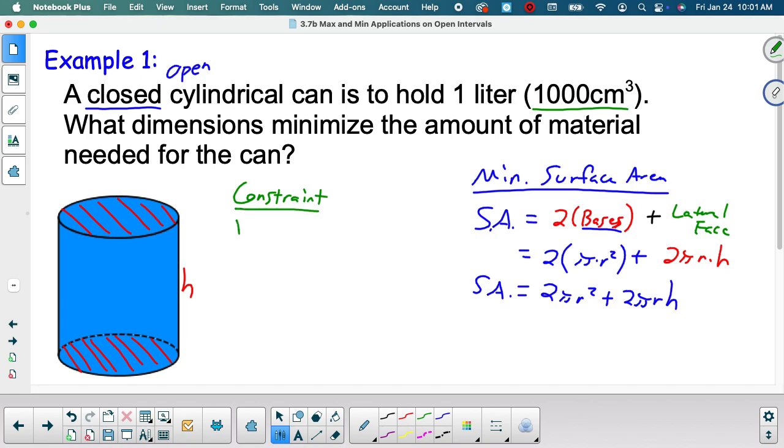They want me to make this so it has a volume of 1,000 cubic centimeters. Not more, not less, but exactly 1,000 cubic centimeters. What's the equation for volume of a cylinder?